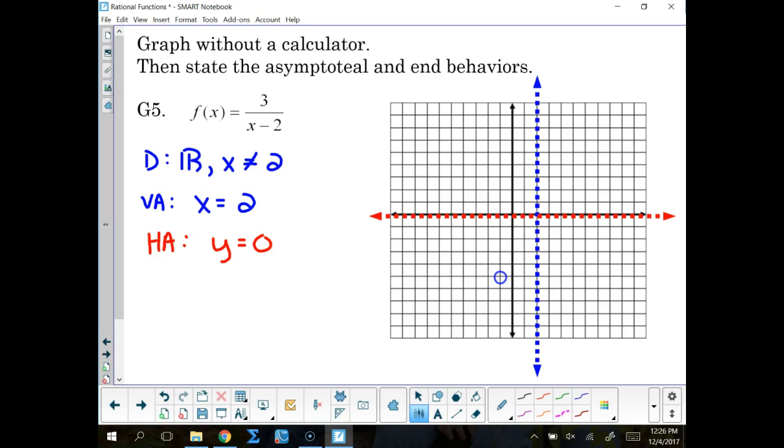Y-int. What is my y-int? That's a number. What do you got, Mace? 0, comma, negative 3/2. Whereabouts is negative 3/2? Negative 1.5. Okay, so that's right about there.